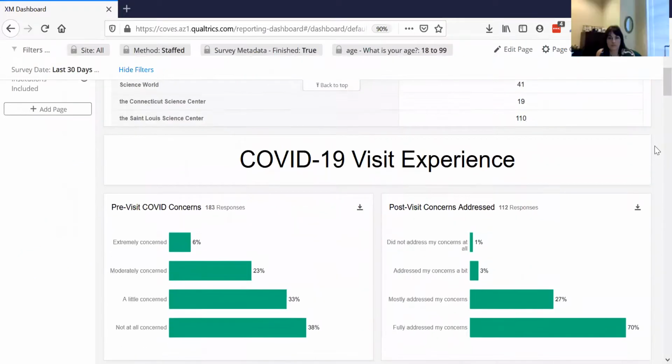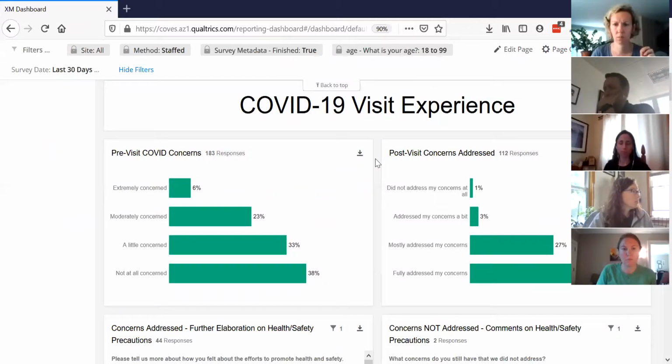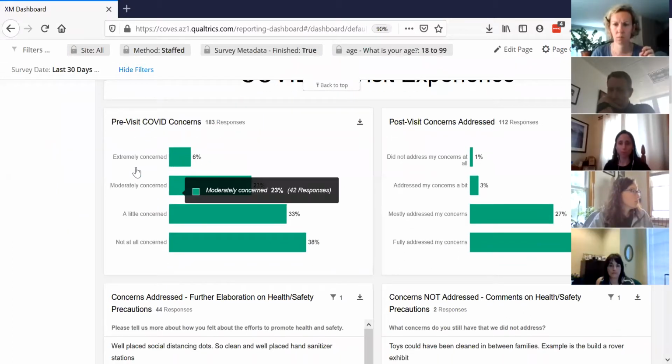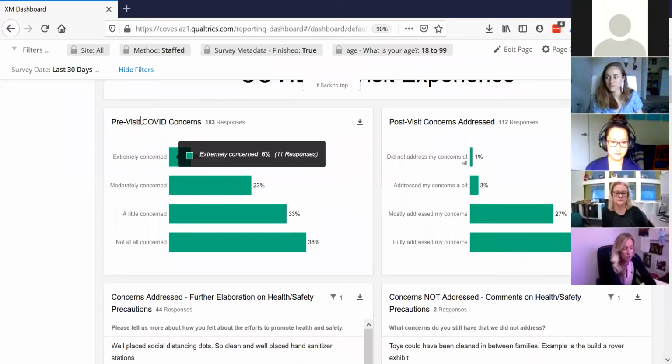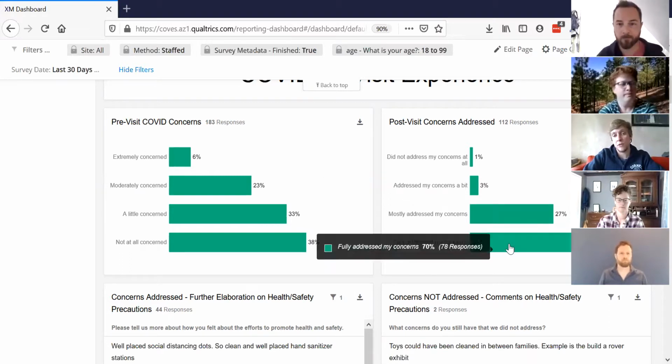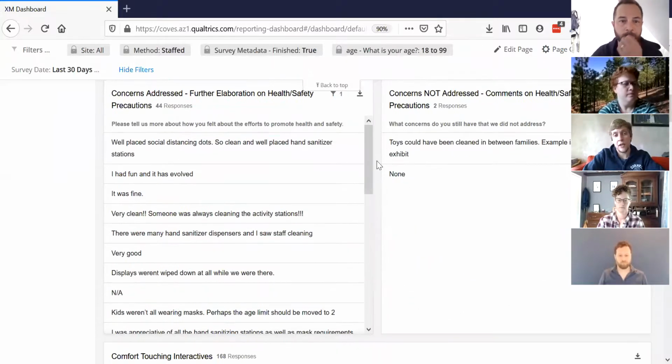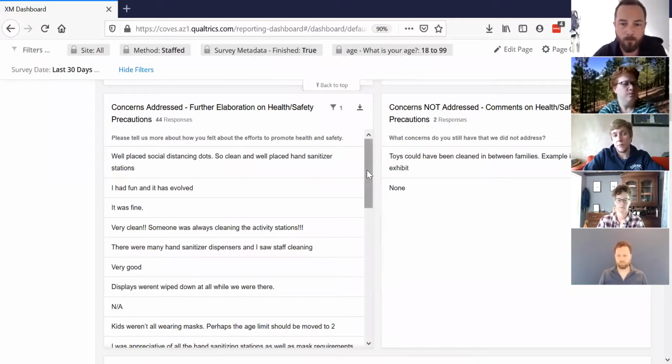And we just lead it off right here with the COVID-19 shared questions. So you can see the percent of visitors that were feeling concerned, or the degree of concern they were feeling before their visit, and then the extent to which the museum addressed their concerns. And then you can see a little bit more of what they said in terms of how they felt about the health and safety efforts at the museum, or what concerns were not addressed.